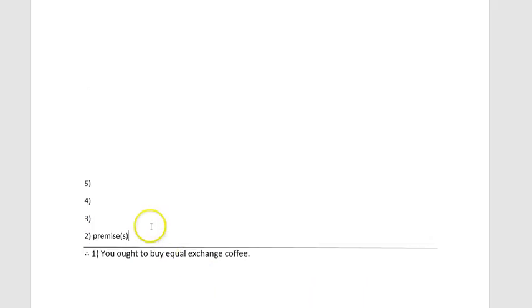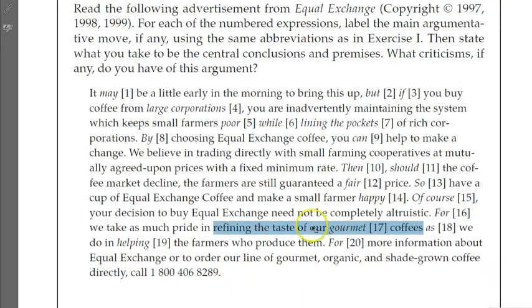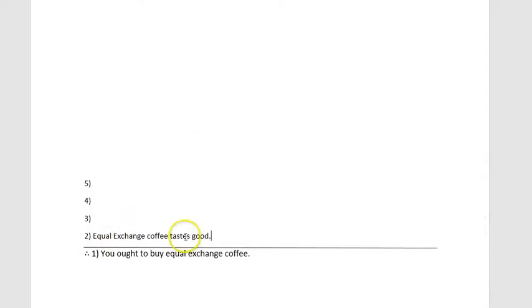So if I was putting this argument together, I'd say, well, hey, one of the reasons why you ought to buy Equal Exchange coffee is that Equal Exchange coffee tastes good. That's a simple claim. Boom. Notice I'm rephrasing. I'm not using the language that they used here. But this is getting the idea across a little more directly and clearly. So that's part of the argument. We're capturing a part of the picture of how this argument is proceeding.